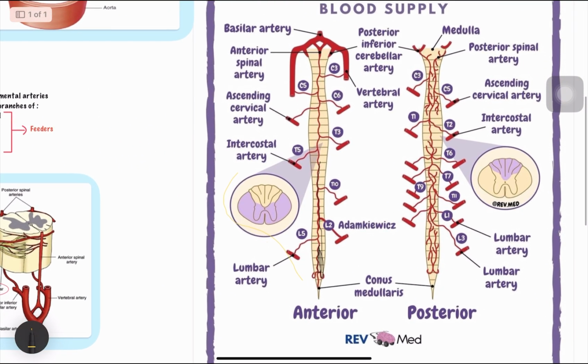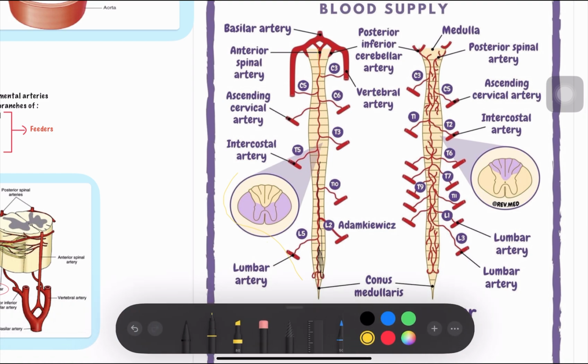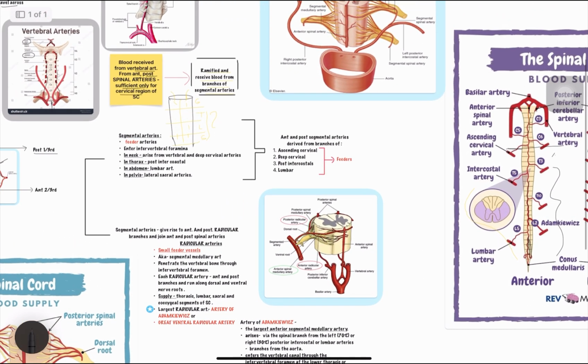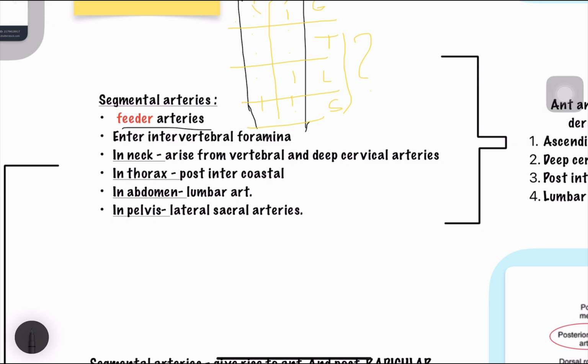So in this picture, we can see the anterior spinal artery, and the posterior spinal arteries on the posterior side. So this is the cervical region. From the thoracic region, if the blood should be sufficient all along the spinal cord, there must be reinforcing arteries, which we will talk about, known as the segmental arteries. The segmental arteries are the feeder arteries because they reinforce the blood.